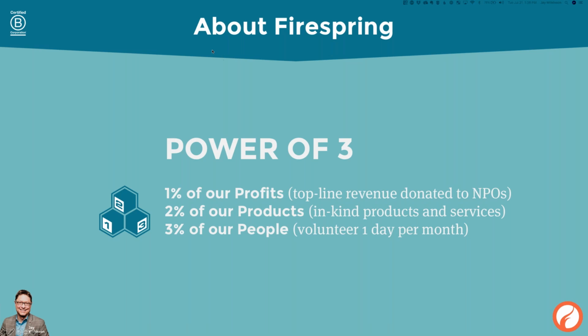All right, we're back. Okay, so we give 1% of our top line revenue to nonprofit organizations around the country that we support. 2% of our products and services are given away in kind, and then 3% of our people. And that's accomplished by having every team member at Firespring volunteer one full day every month for a nonprofit of their choice. They go out into the community and volunteer for organizations that align with them personally, not necessarily those that are aligned with the company or with Firespring.